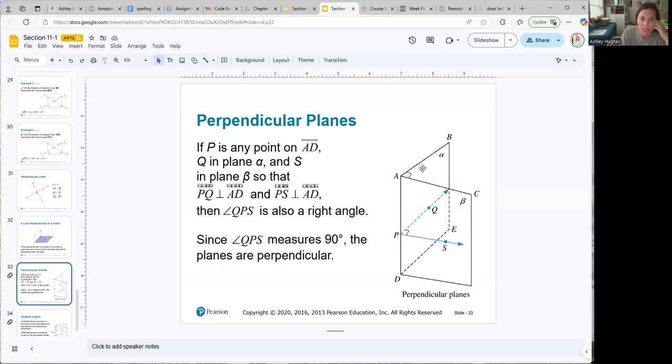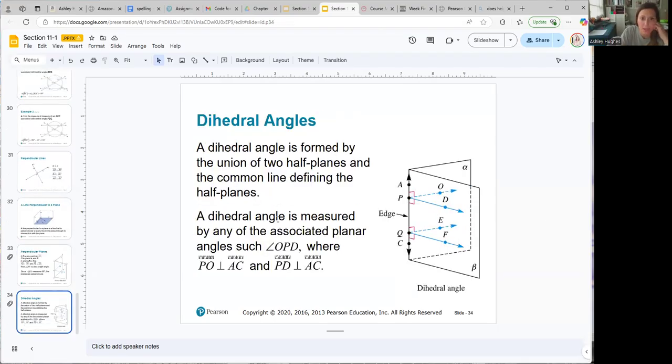If P is any point on AD, Q is in plane alpha and S is in plane beta, so that PQ is perpendicular to AD, then QPS is also a right angle. Since QPS measures 90 degrees, the planes are perpendicular. So it says PQ is perpendicular to AD, and then PS was perpendicular to AD. Basically there are two lines that are perpendicular to this one other line, and if that's the case, then these planes are also perpendicular.